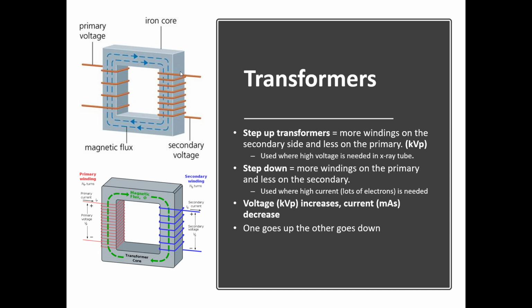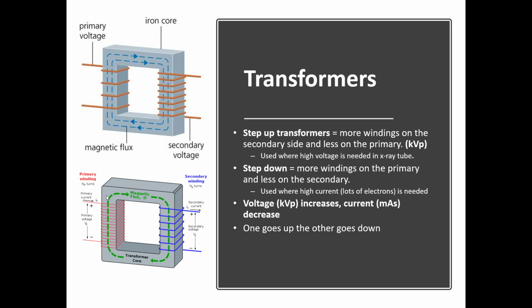And what we get in the step-up transformer is a higher voltage and a lower current on the secondary side. So, again, for review, step-up transformers have more windings on the secondary side, you can see all these here, and less on the primary side. This is how we're going to get our kilovoltage. This is used where high voltage is needed in the X-ray tube to take our incoming 220 volts from our public utility, whatever it is, and turn that into thousands of volts that we need for X-ray.